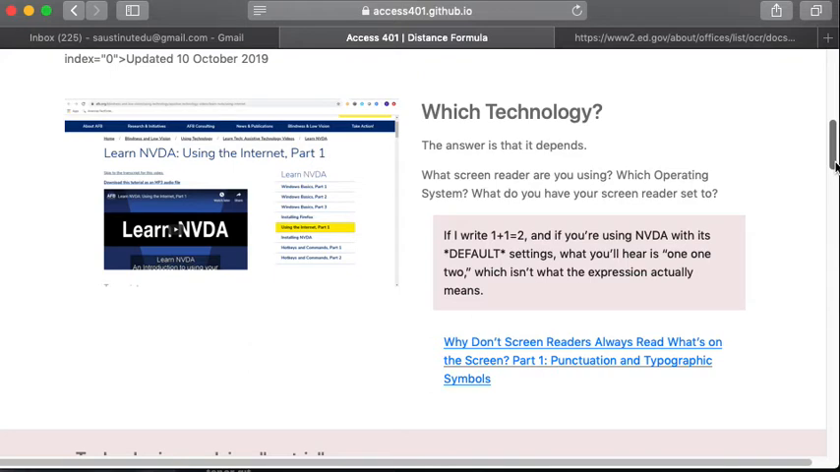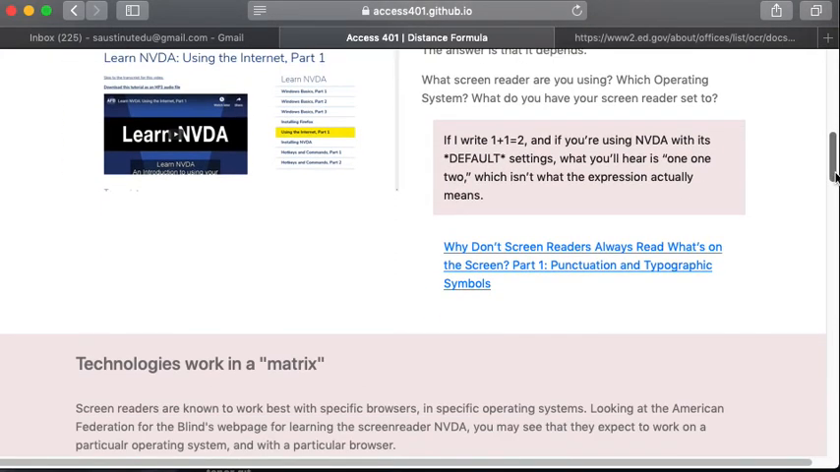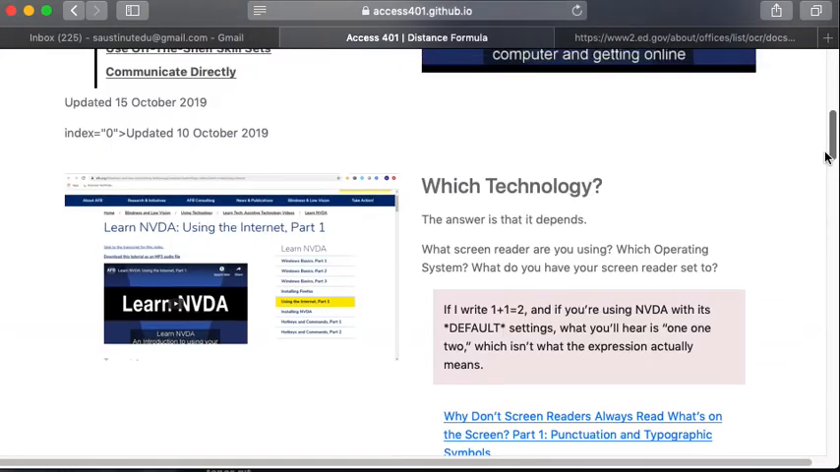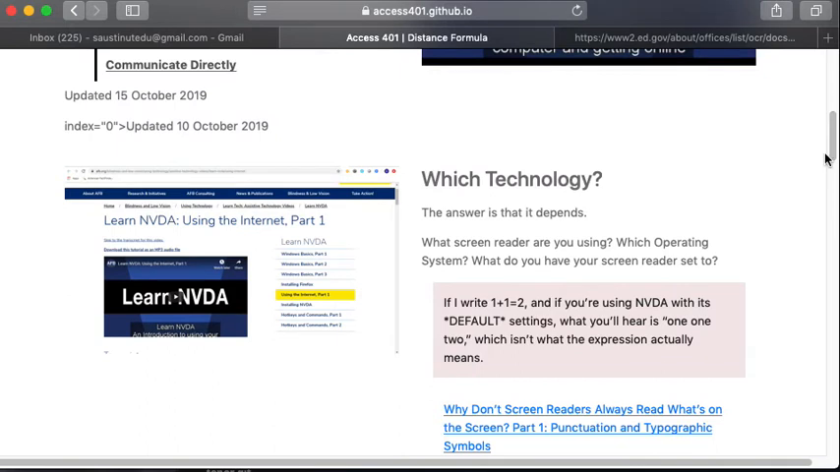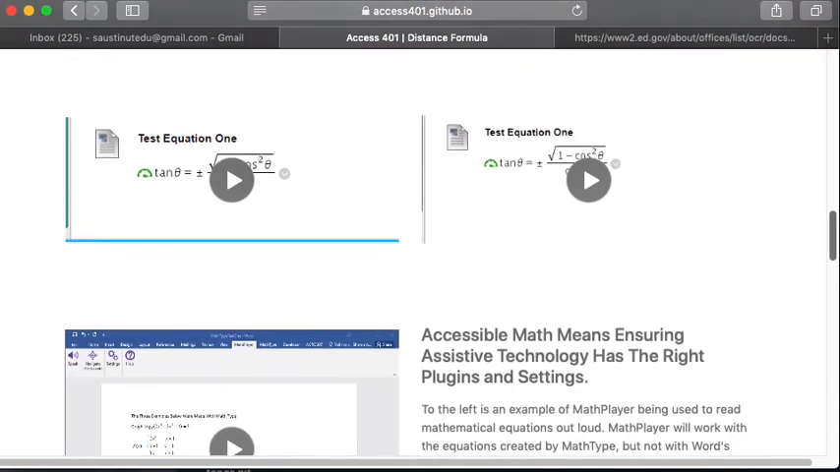It's a permutation of what works. Okay, so the settings, all right, just take note of this. If I write 1 + 1 = 2 and you're using NVDA, the most popular screen reader in use right now, in default settings what you actually get is "112" read out. So there are a lot of screen readers where you have to get the settings just right.